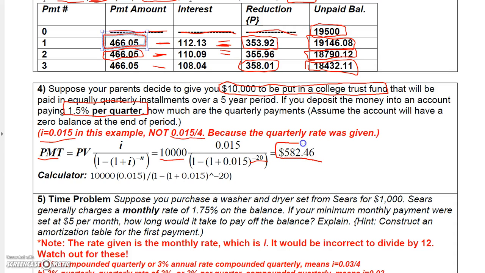582.46. And so you can take $582.46 out every quarter over a 5-year period. So it's not a whole lot, is it? But anyway, maybe you can get them to put more money than $10,000 in the trust fund. Okay, that's pretty much all we can do on this video. So I'm going to finish off this section on present value annuities on a second video.